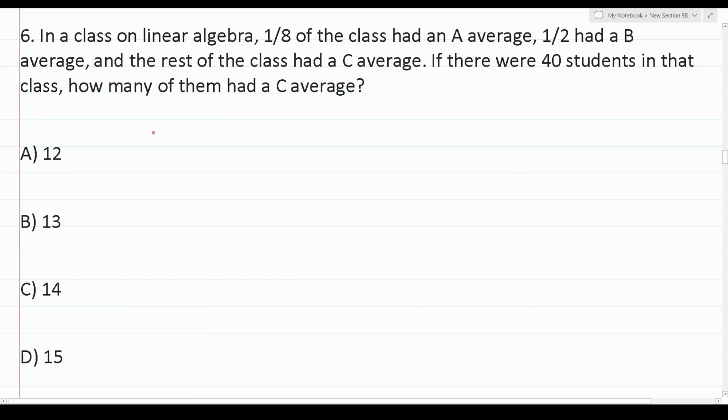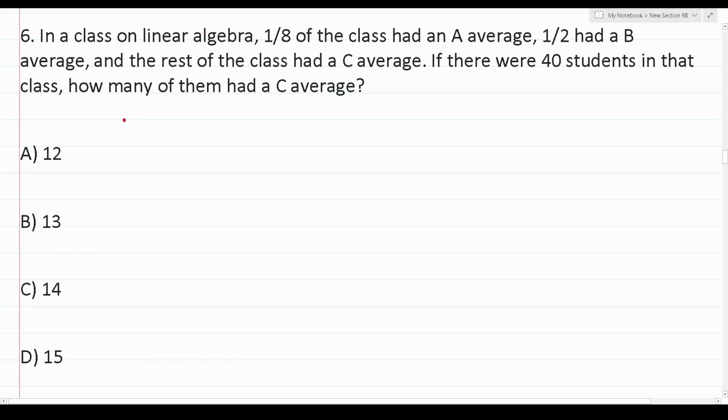All right, so number 6 says, in a class on linear algebra, 1/8 of the class had an A average, 1/2 had a B average, and the rest of the class had a C average. If there were 40 students in that class, how many of them had a C average? All right, so the difficulty in this problem is the fact that we're not told what fraction of the class had a C average. So that's the first thing we have to figure out.